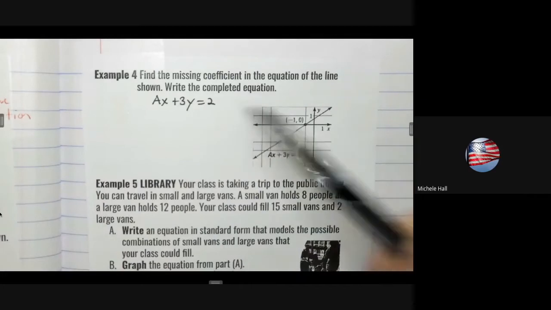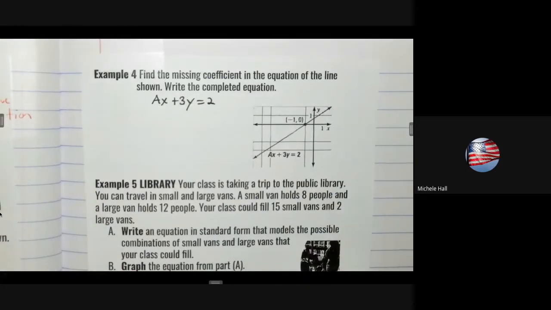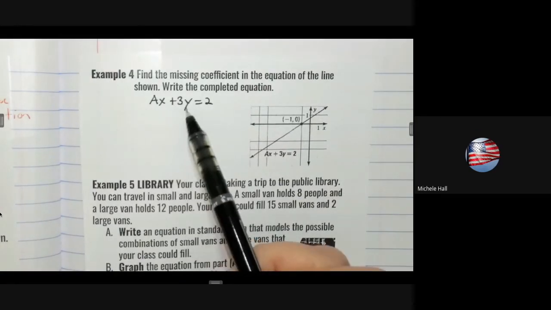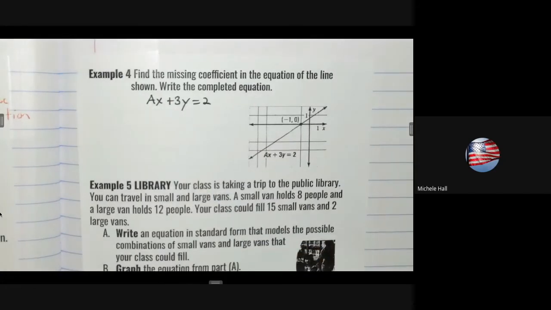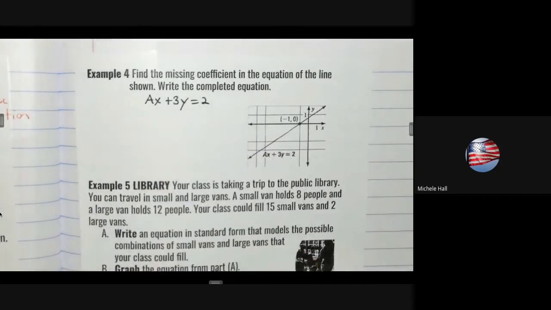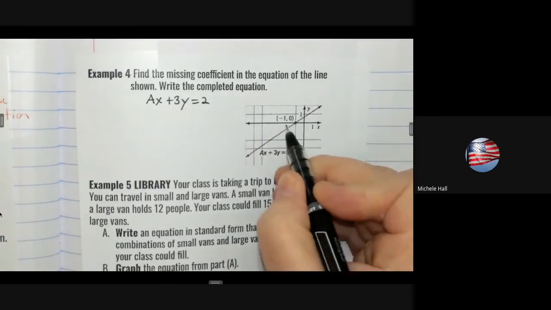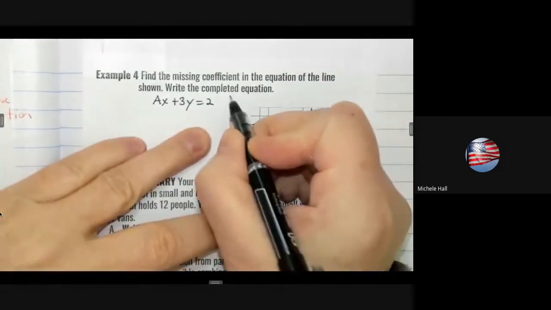Write the completed equation. So how am I going to find a? How many variables do I have in this problem? I have a, I have an x, and I have a y. That's 3 variables. I need to have an equation that has fewer variables so that I can solve for that leading coefficient. Is there anything else in the problem that's been given that I haven't used yet? I see that I also have a coordinate here, -1, 0. Can that help me?